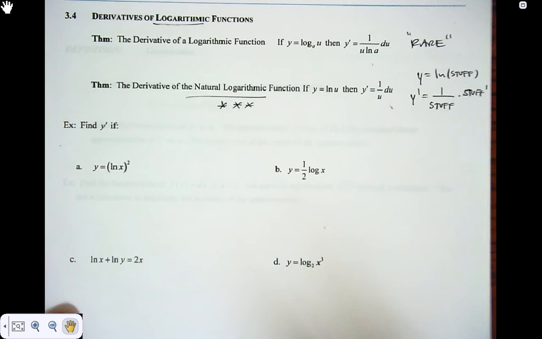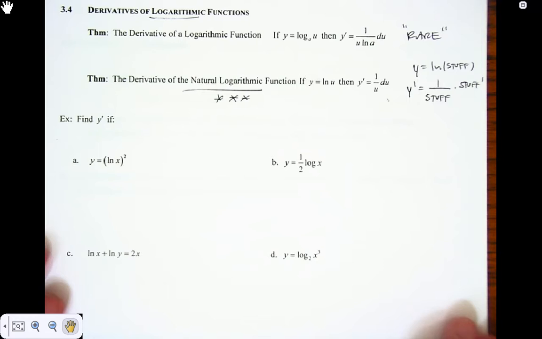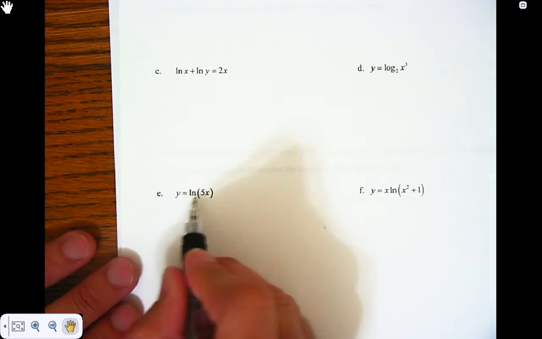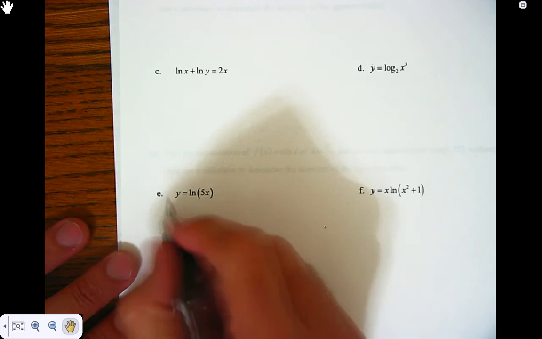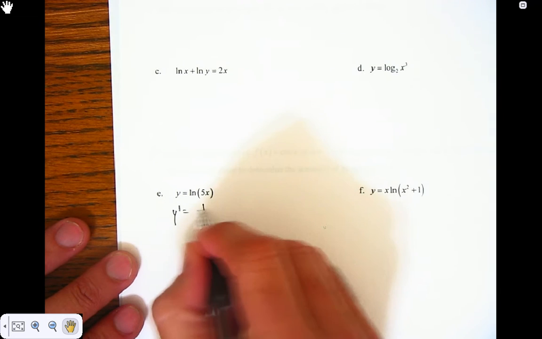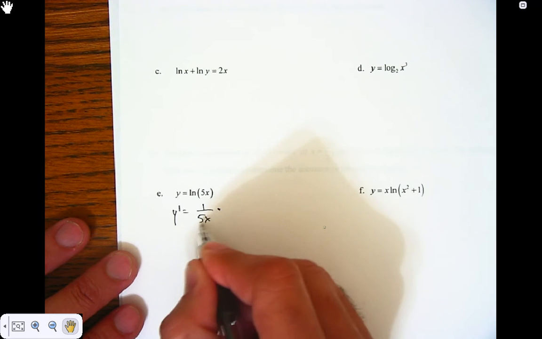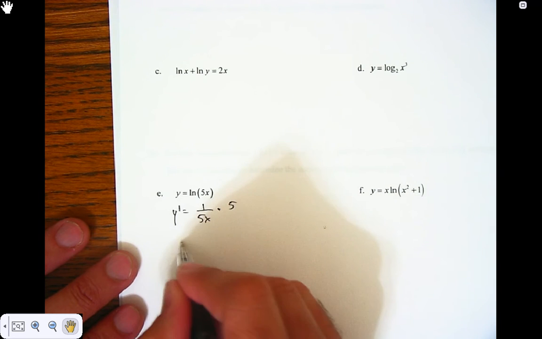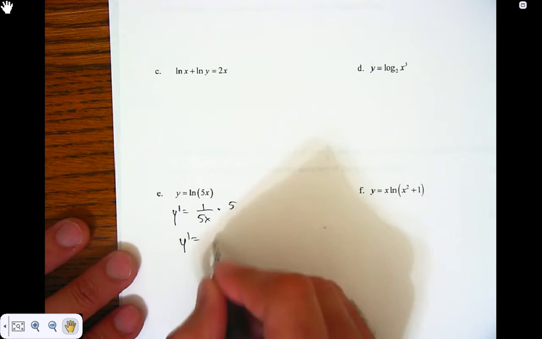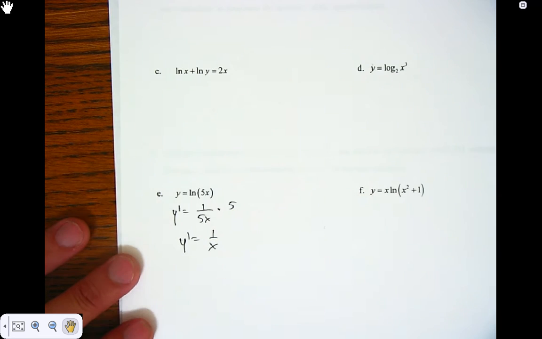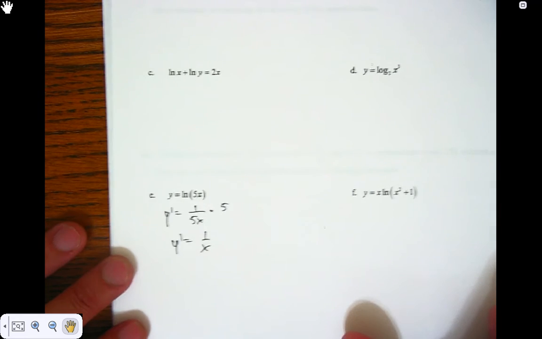All right, so let's go down and do a pretty basic one. I'm going to start down here at e. So y equals ln of stuff. So y prime would be 1 over the stuff times the derivative of the stuff. So the derivative of 5x is just 5. And so you would end up with the 5's canceling, and you would just get 1 over x.